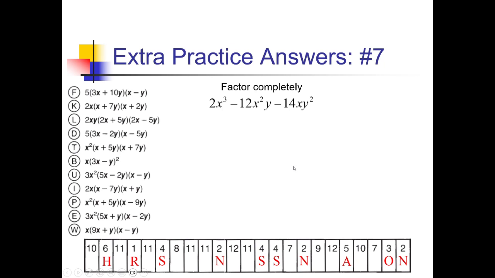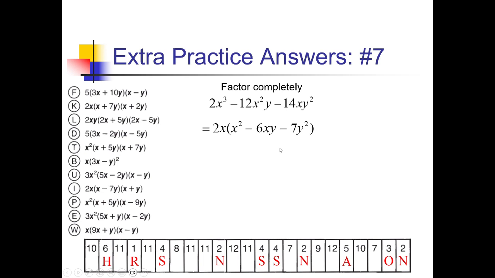Next problem. Let's start by trying to take out some common factors. So I see these are all even numbers, so I can take out a 2. And I see they also all have at least an x to the first power. So I can take out a 2 and an x. That leaves me with an x to the second power, minus this will be 6, and then we have an x and a y. And then we have minus 7, and then the x's are gone, so it's just going to be 7y squared.